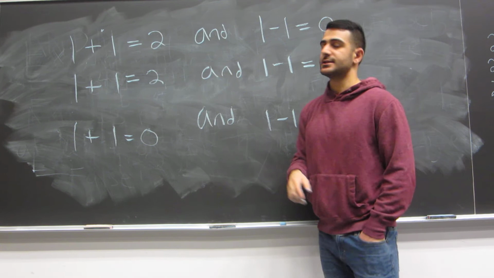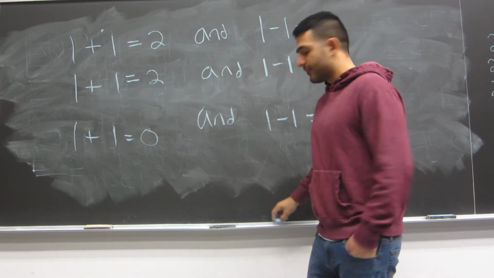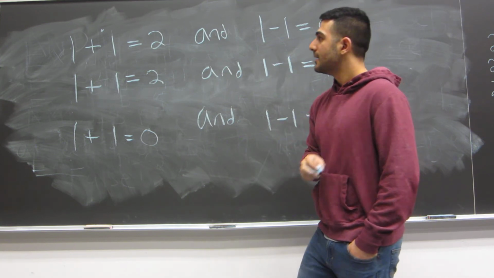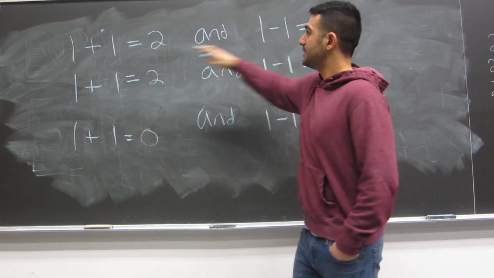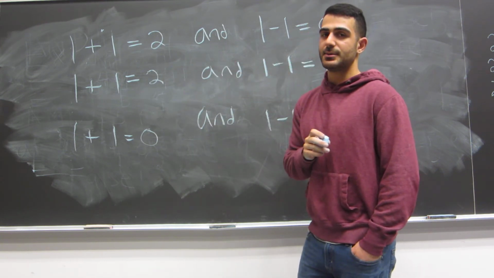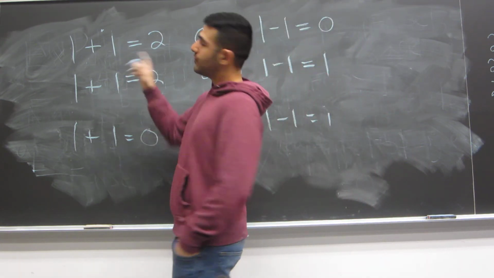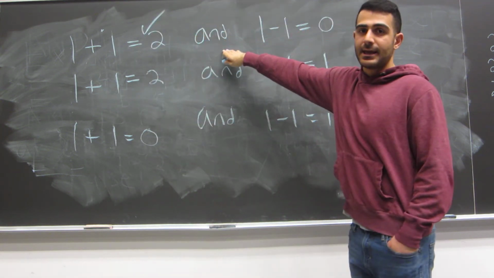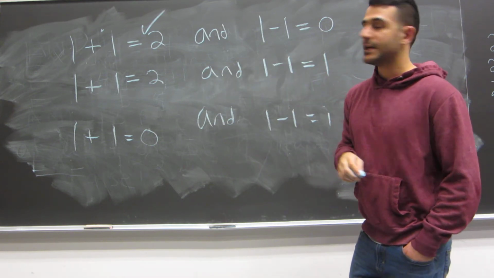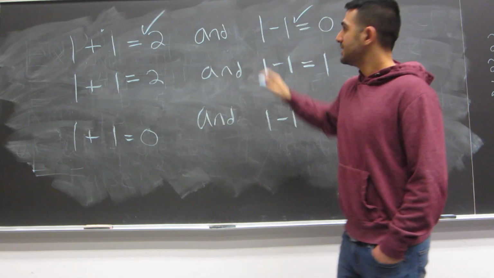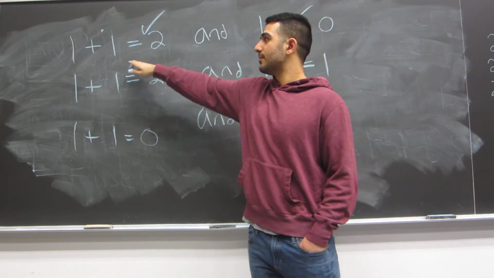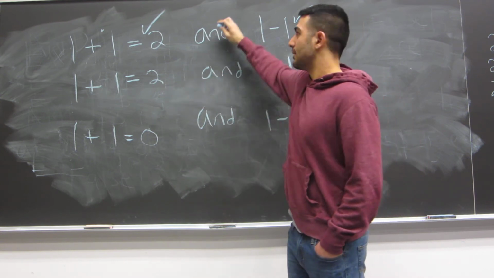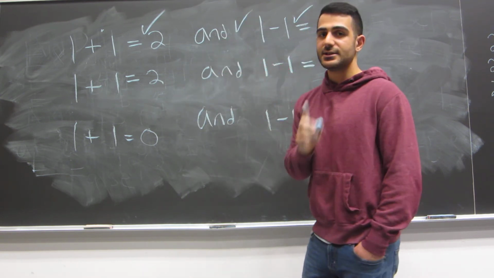Okay, let's look over these AND examples. Remember, an AND statement is only true if both parts are true. So we have to show that this part and this part are true for the AND statement to be true. Is 1 plus 1 equal to 2? It is. So this is true. And is 1 minus 1 equal to 0? That is true. Since both parts are true, that's what it means for an AND statement to be true. So the AND statement is true.